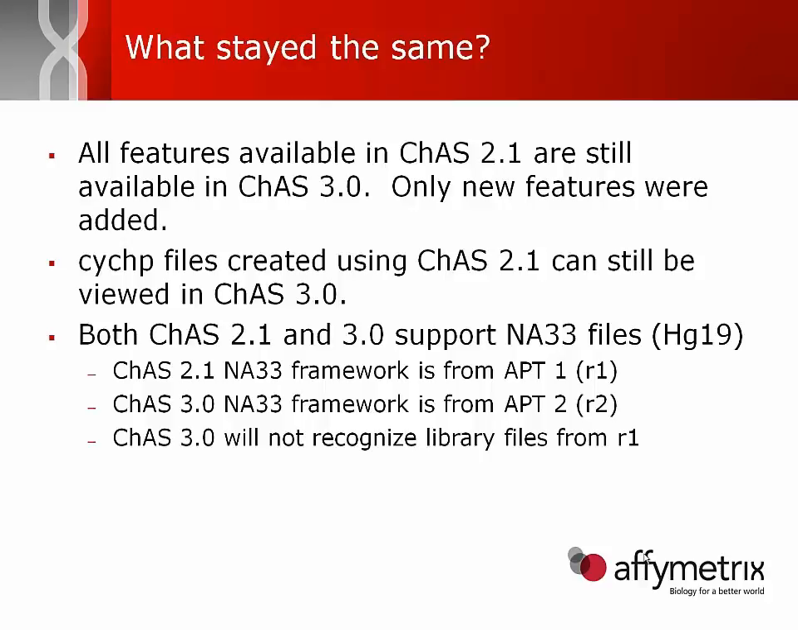Both ChAS 2.1 and 3.0 use a reference model file from NA33, which is HG19. But there is a slight difference. In ChAS 2.1, that NA33 reference model file was created from the framework, which was APT1. In ChAS 3.0, it's still NetEffects release or NA33 for the reference model file, but the framework itself is from APT2. And this is an update to a higher precision algorithm, which enables the development of new software features and analysis tools, such as the normal diploid normalization, which we'll talk about in a couple slides.